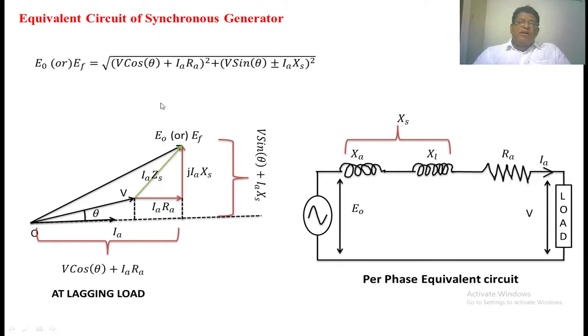See, by using this formula you can find out the per phase excitation voltage in the stator winding. IA is nothing but armature current. Here the plus is used for the lagging power factor, whereas the minus is used for the leading power factor. This is the phasor diagram of a synchronous generator when we apply the RL load across the generator.